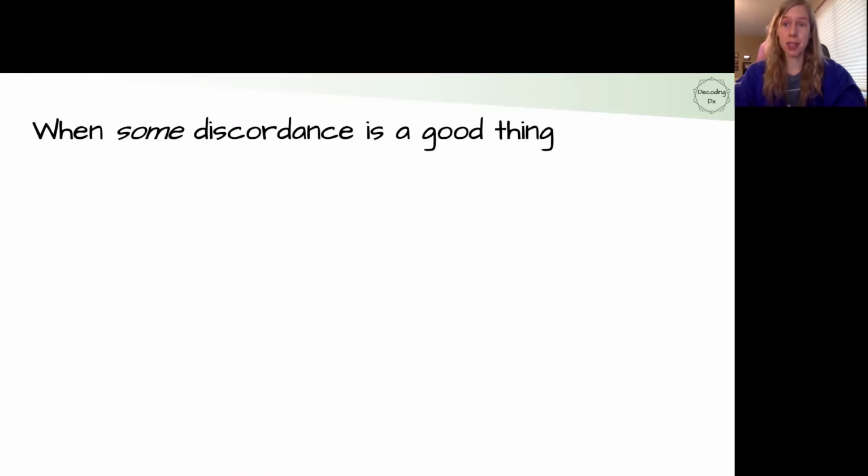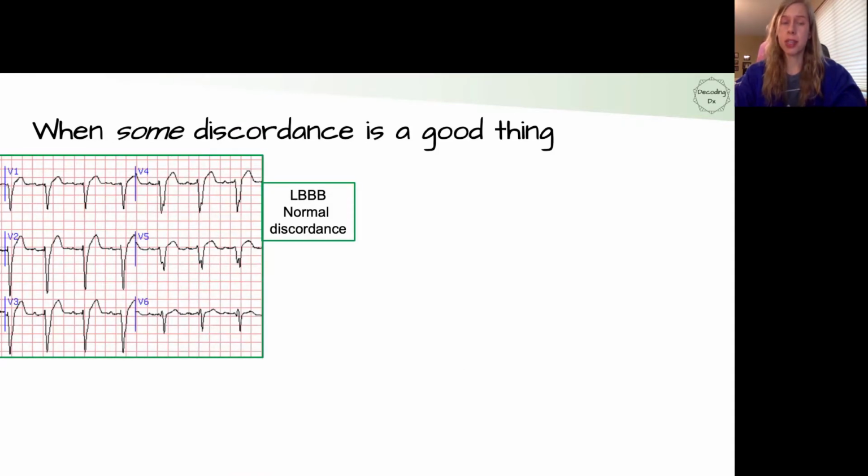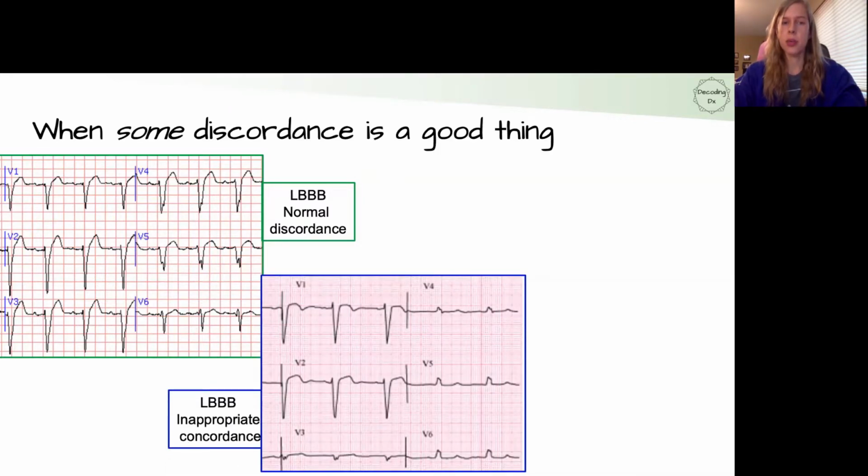Next up, we're going to talk about some bundle branch blocks. So in a normal left bundle branch block morphology, you're going to have some discordance. What I mean by that is that the QRS and the T wave are on opposite sides of the isoelectric line. So you have a negative QRS and a positive T wave. Let's say you have a patient with a known left bundle branch block, and you see this on an EKG. This is called inappropriate concordance, meaning that the QRS and the T wave are on the same side of the isoelectric line. Negative QRS, negative T wave, negative QRS, negative T wave. That is not normal in a left bundle branch block.